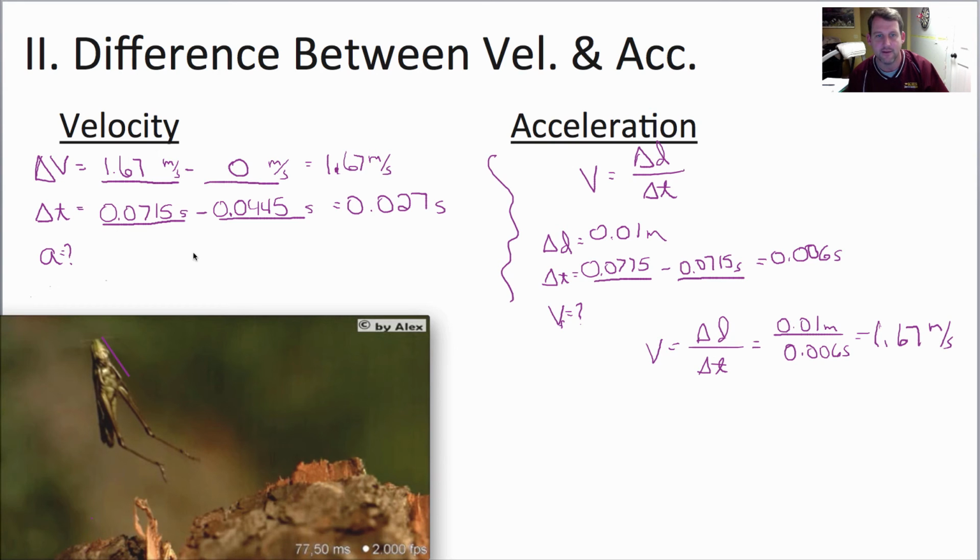Now to find our acceleration, we simply take our change in velocity divided by time. So acceleration is change in velocity divided by a change in time. And we see that this is 1.67 meters per second over 0.027 seconds. Put that to our calculator. And we get the acceleration of 61.7 meters per second per second. We get this enormous acceleration for our good friend the grasshopper.